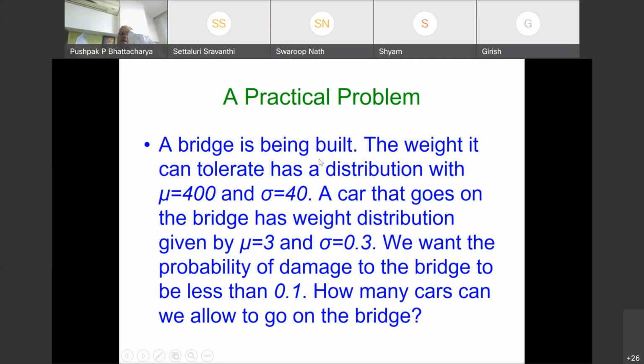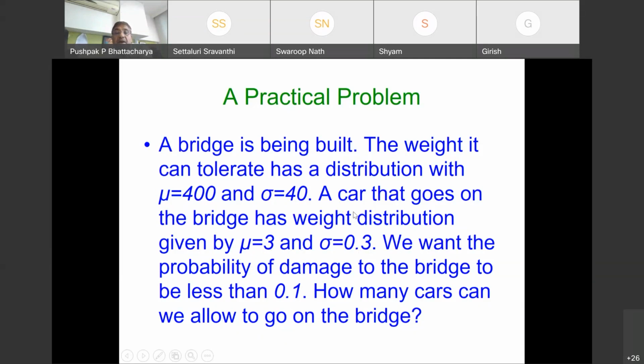A very practical problem, and I have remarked many times, because we lived with this problem in the beginning, for quite a few lectures. So the weight the bridge can tolerate has a normal distribution with mu equal to 400 and sigma equal to 40. And the car weight also has a distribution with mean equal to 3 and sigma equal to 0.3. We assume that the car's weight distribution is also normal. These assumptions are intuitive and reasonable.